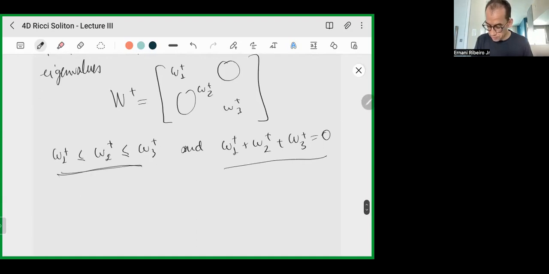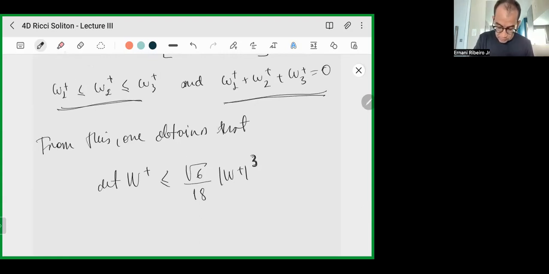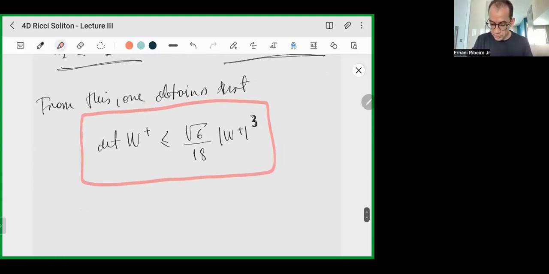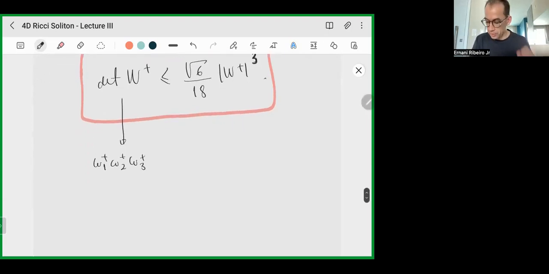From this property here, it's not too hard to show that in general, if you have a four-dimensional oriented manifold, the determinant of W plus is less than or equal to square root of 6 divided by 18, times the norm of W plus to the power 3. This is a very interesting inequality, but essentially the determinant of W plus is the product of these eigenvalues here. So the same holds for W minus. Okay, same idea. And this will be very important for us in the lecture.